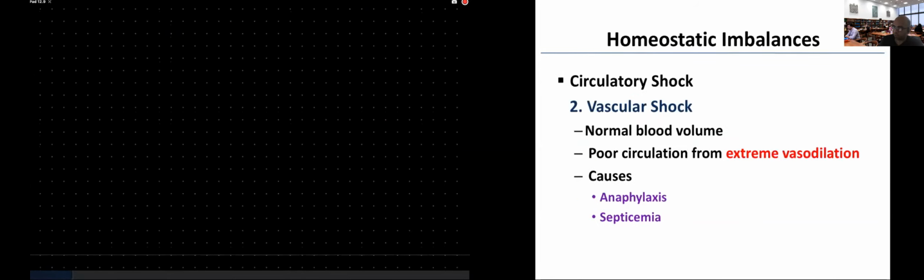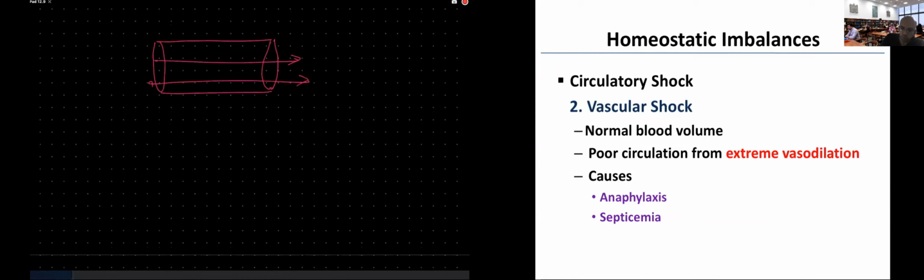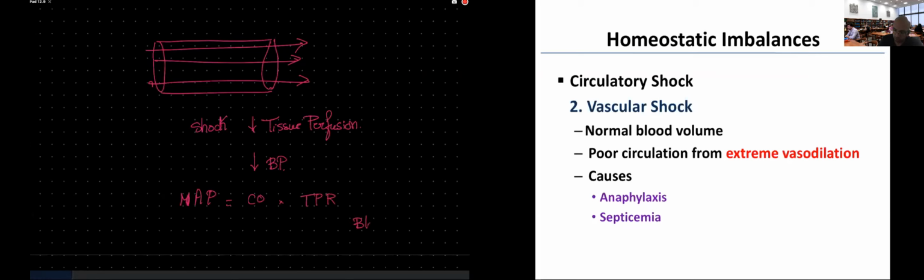What else might cause shock if I am not having enough vascular tone? Remember, what's shock? Shock is low tissue perfusion. And low tissue perfusion means that I don't have enough blood pressure. I have a major drop in my blood pressure. And remember, what is the blood pressure? What are the main factors? Cardiac output, total peripheral resistance, and blood volume. So here, the problem is in the resistance.